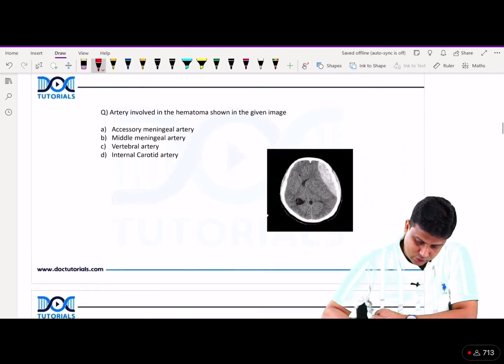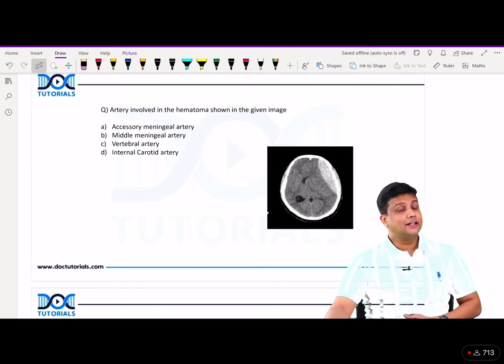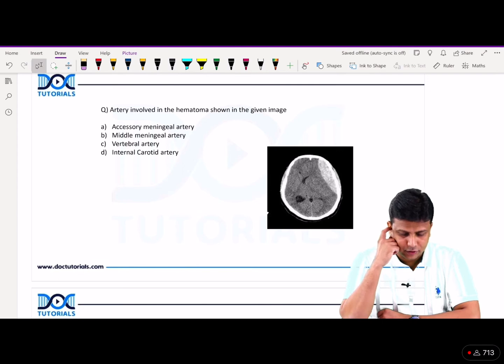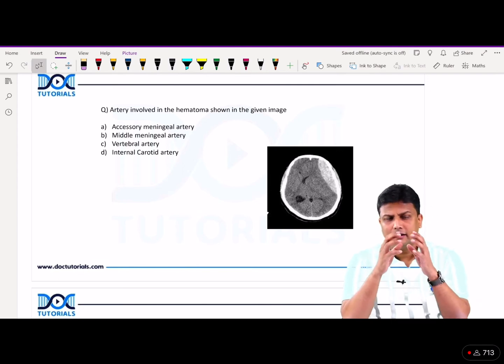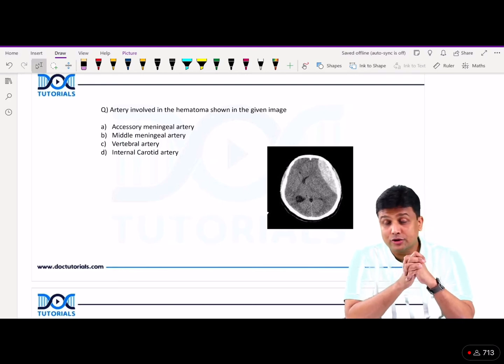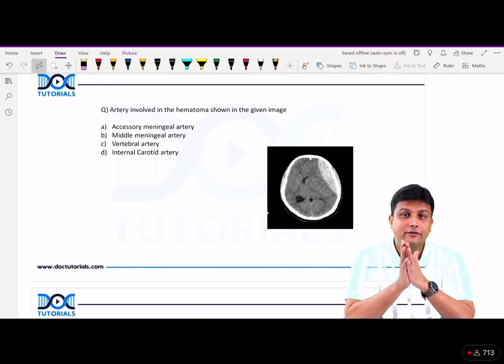Next one, sir. Next one. Yes, this was given in the last year exam. This image-based question was given in the last year exam. One thing I would like to tell you here, nowadays, as you all know, guys, most of the clinical questions are being asked in the exam. Along with the clinical question, integrated questions are being asked.